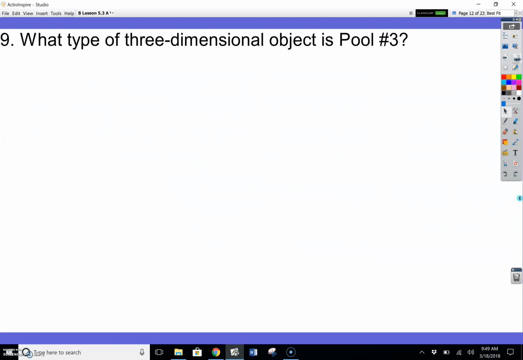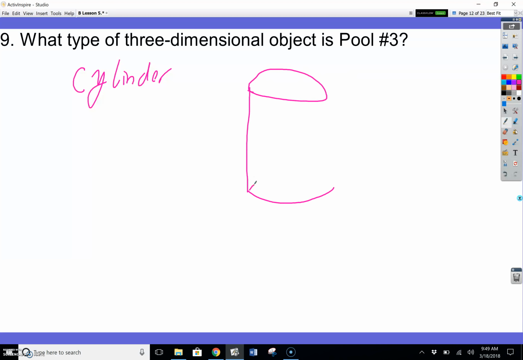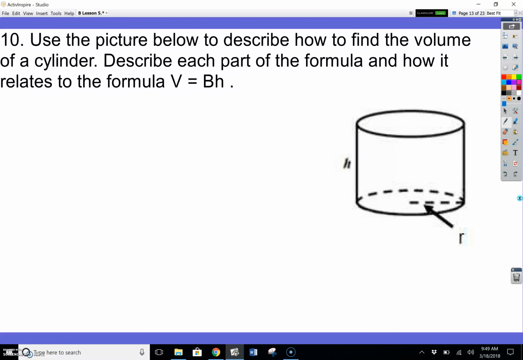So if we go back to the problem we were just on, it says what type of three-dimensional object is pool number 3? We already talked about this, but it's a cylinder. And all a cylinder is, it has two equal circles and a height. Okay? So tying this back together, it says use the picture to describe how to find the volume of the cylinder. Describe each part of the formula and how it works.